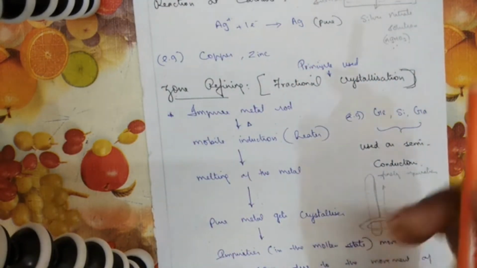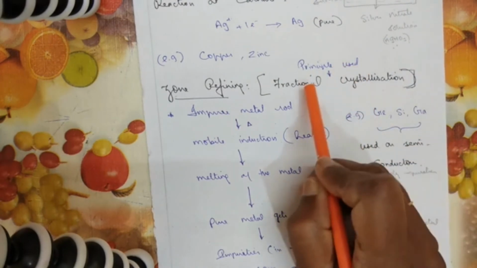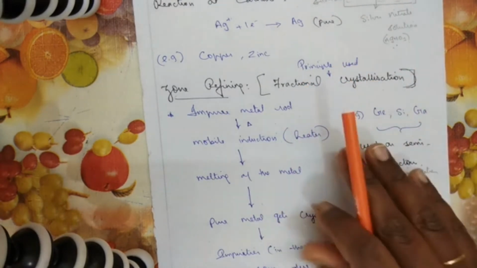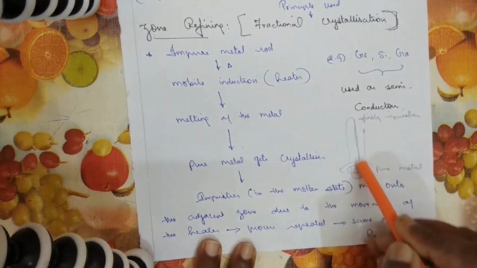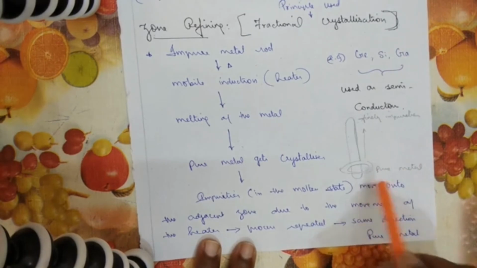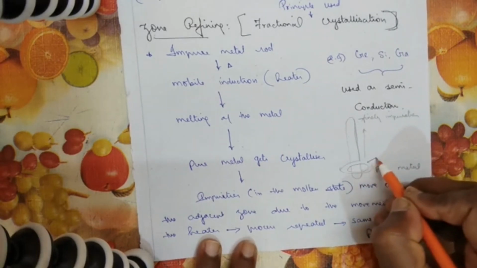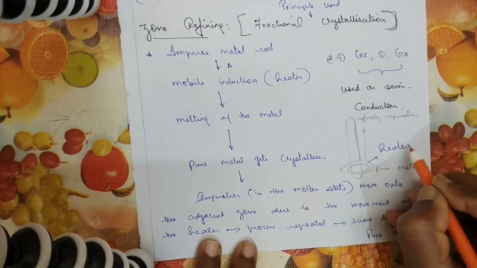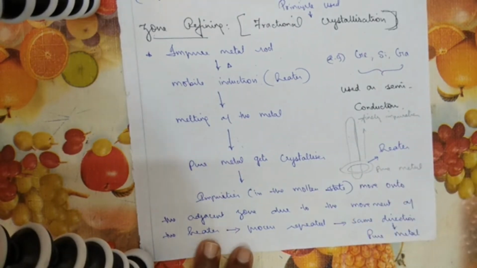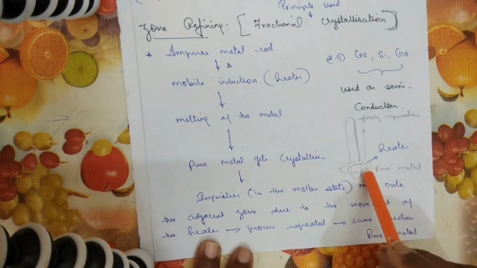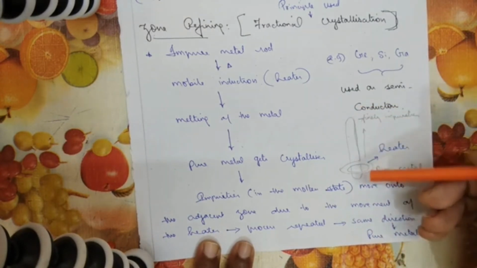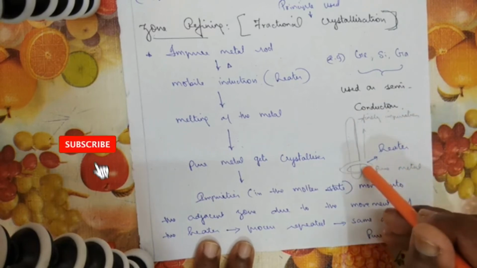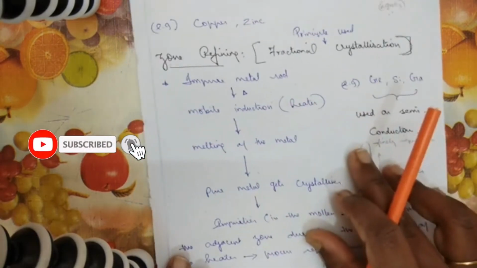Now we are moving on to the next one, zone refining. The principle used here is fractional crystallization. I'll tell you in simple words, and I'm showing the diagram. An impure metal rod is taken. An electric heater, I'm sorry. Diagrams are not important, children, they are only for you to understand the concept. So here an electric heater is taken. The heater is made to run up and down the rod again and again. Let me give you the points.